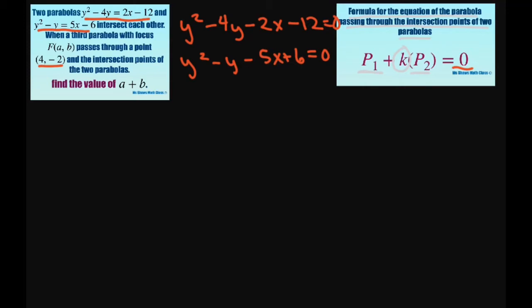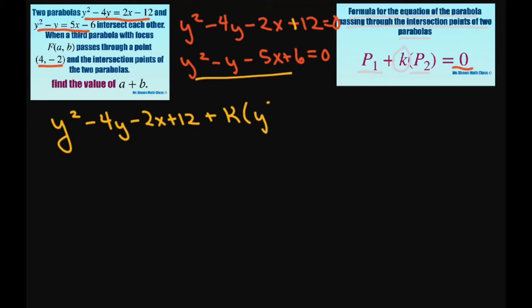So let's just start with this one and write y squared minus 4y minus 2x plus 12. And then we're going to have plus, and then you put the k times this one. That's going to be y squared minus y minus 5x plus 6, and set the whole thing equal to 0. This is going to be called equation 1, and k is a real number, so any real number.